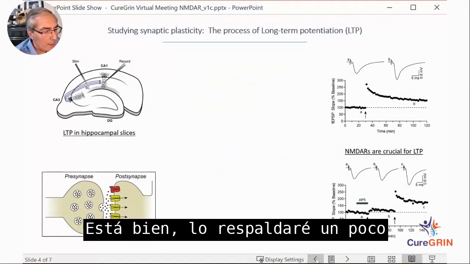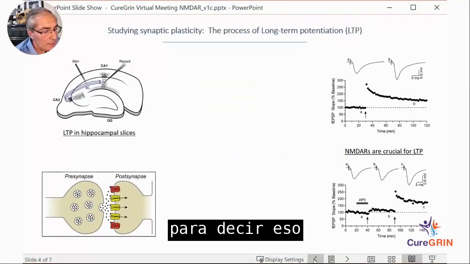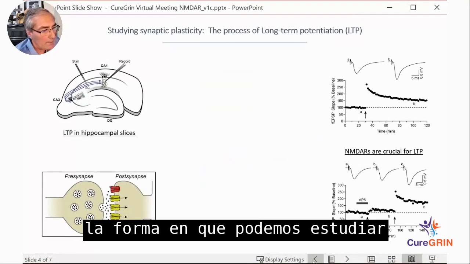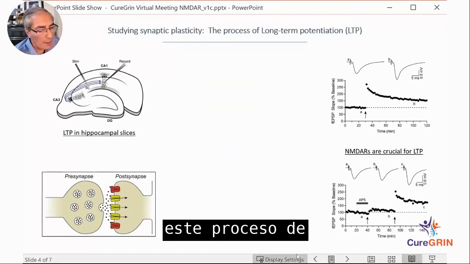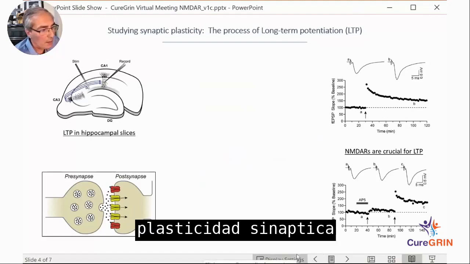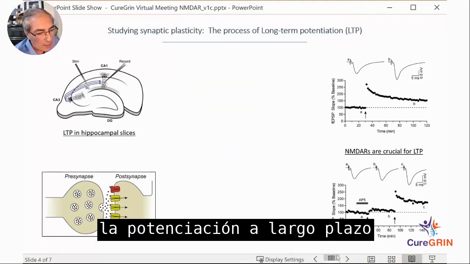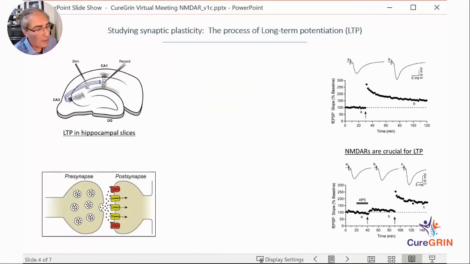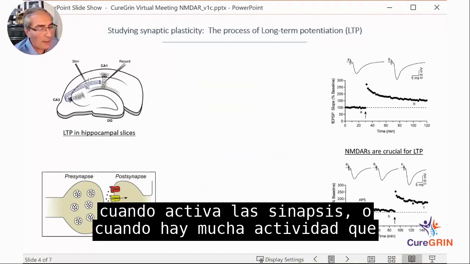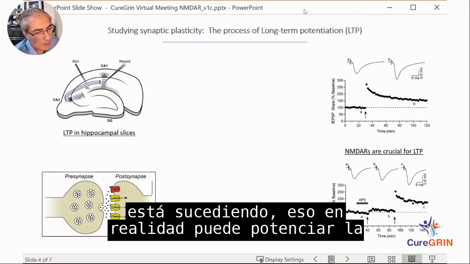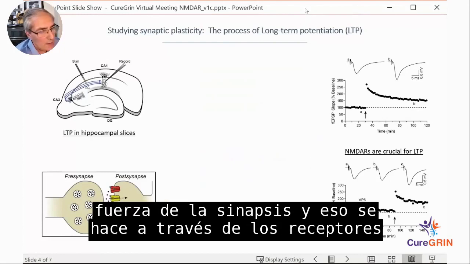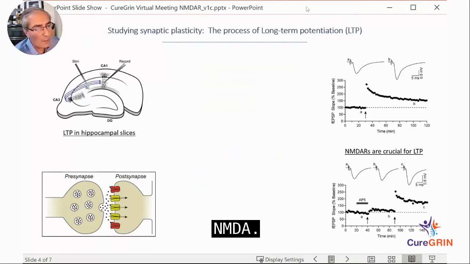Okay, I'll just back it up a little bit. Essentially, the way we can study this process of synaptic plasticity or long-term potentiation is using model brain slices. When you activate synapses, when there's a lot of activity happening, that can actually potentiate the strength of the synapse, and that's done via NMDA receptors.